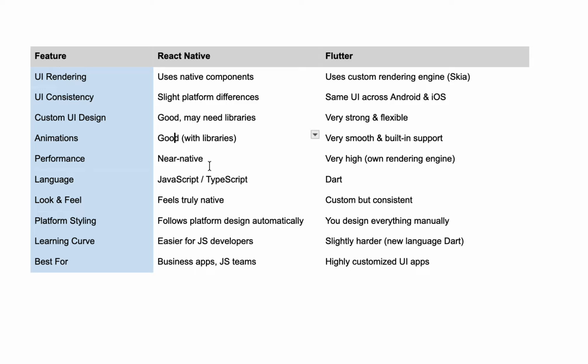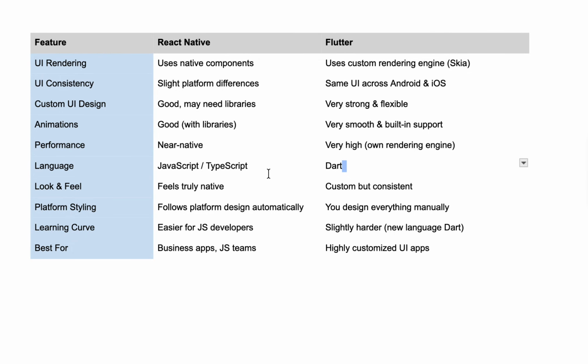As far as the performance is concerned, React Native is near the native side of the apps, whether it's on Android or iOS. But since Flutter has its own rendering engine, the performance for Flutter applications is very, very high. And the language, we know React Native uses JavaScript or TypeScript, whereas Flutter has its own language called Dart. So these are some of the feature comparisons.